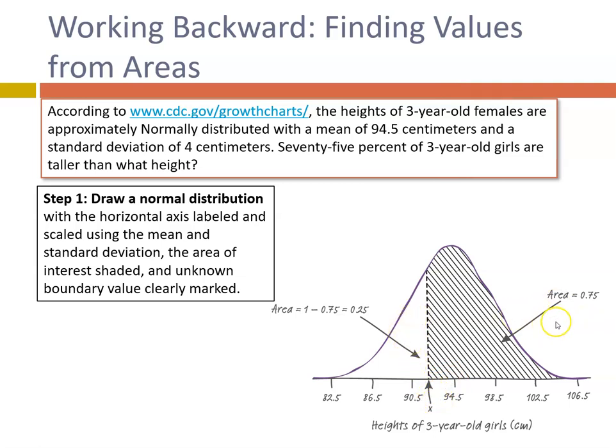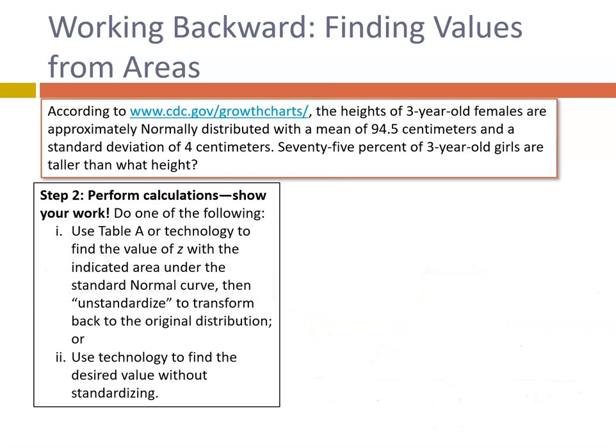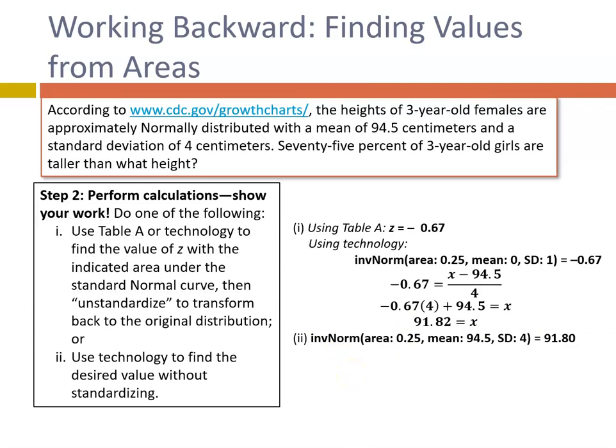But notice that if 75% is to the right, that means 25%, or 0.25, is the area to the left. So here are our calculations. If you're using the table, it's kind of like a scavenger hunt. You need to search through the table to find the z-score that has the area closest to 0.2500. It won't be exact, but it's the closest, and we find that it's negative 0.67.